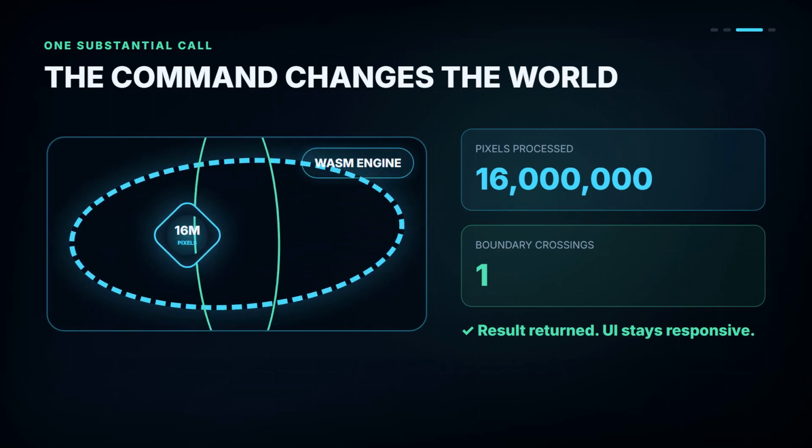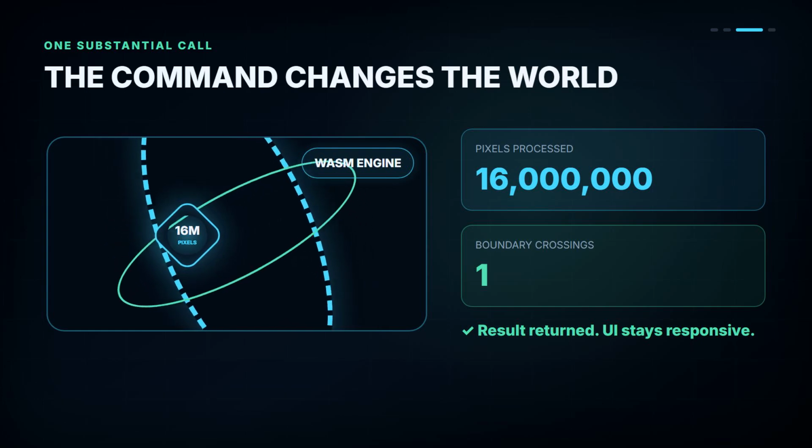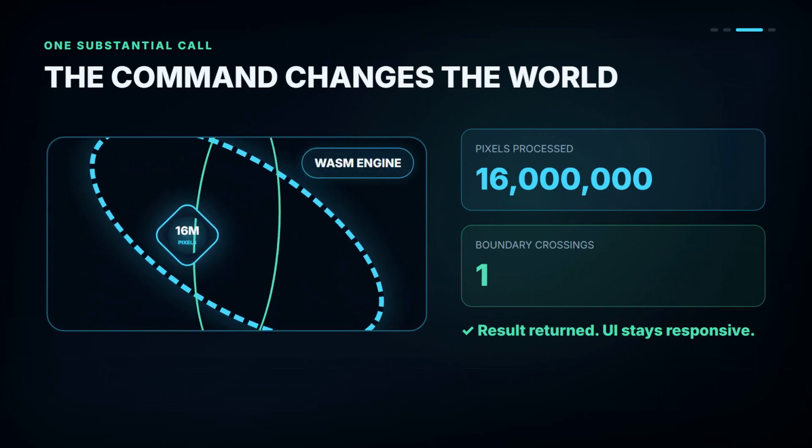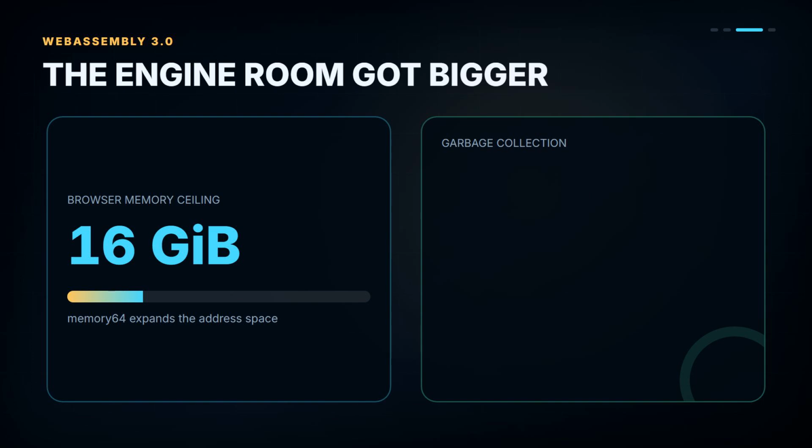Memory 64 removes another ceiling. The original 32-bit address space topped out at 4 GB. WebAssembly 3.0 can address vastly more outside the browser. Browsers currently cap a 64-bit memory at 16 GB. Then the same work unit leaves the browser.